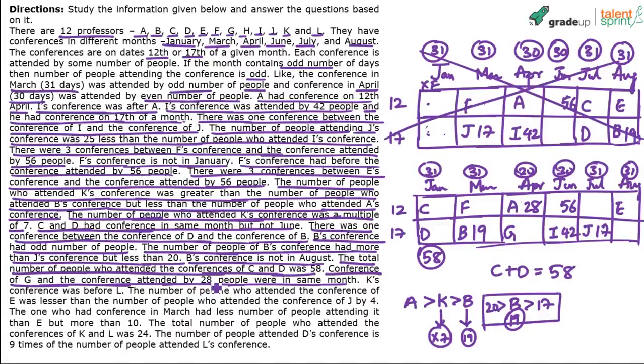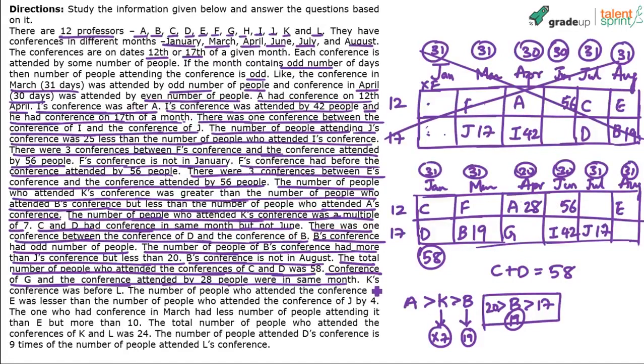Yes or no? The fact that he has said 28, it should be an even month. Even months are only April and June. G and 28 both should come in the same month. So they cannot be June, because if you take G here, 28 cannot be accommodated. So G and 28 will go in April. So 17th April is G and 12th April was attended by 28 people. That point is also done.